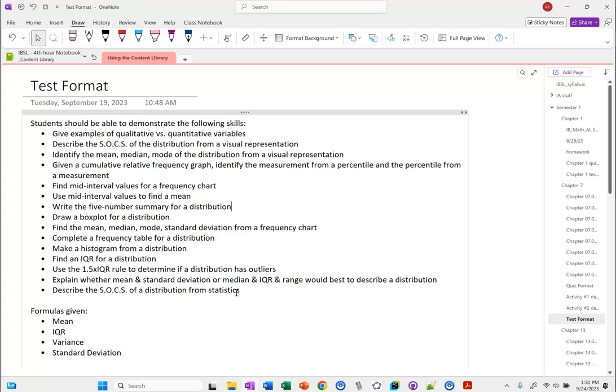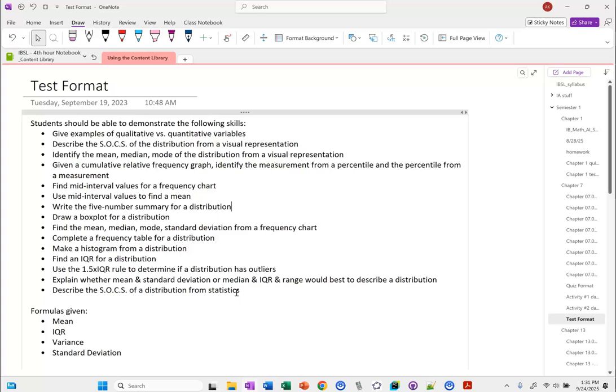Find an IQR for a distribution. Use the 1.5 times IQR rule to determine if a distribution has outliers. Remember, it's 1.5 IQR. And you subtract that from Q1 for the lower bound, and you add it to Q3 for the upper bound, right? I saw some of us using the median for that on the quiz or the activity. I don't remember if it was this class or the other, but make sure you got that piece straight.